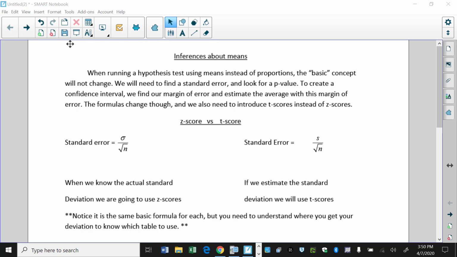And because it's risky and that standard deviation can always change, we go to a t-score and it becomes, in a sense, a fudge factor to work with the fact that we don't know what the deviation is. It can change, and we widen it up a little bit.